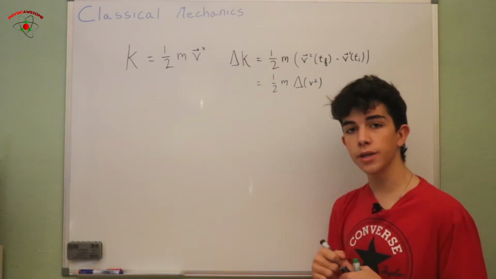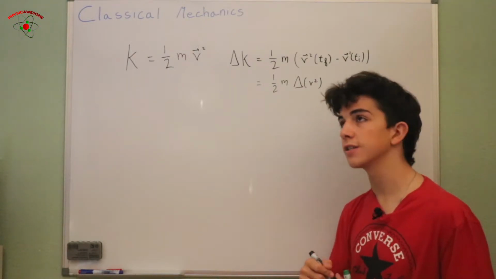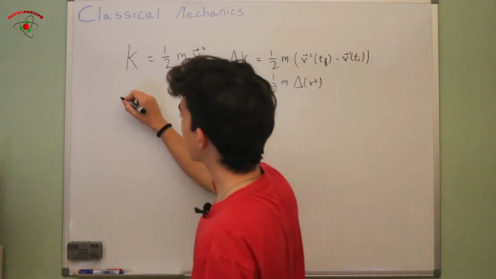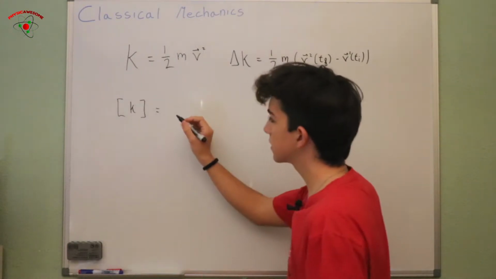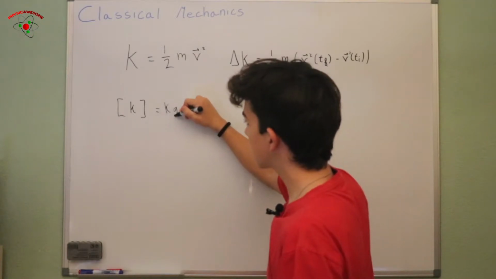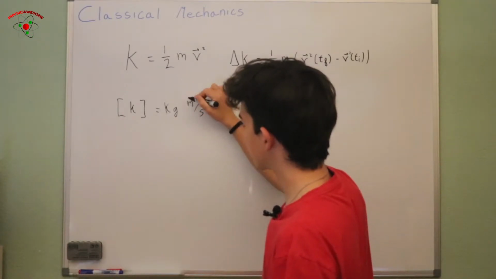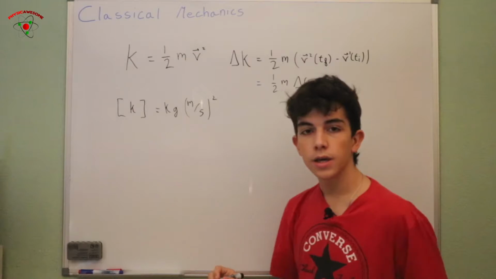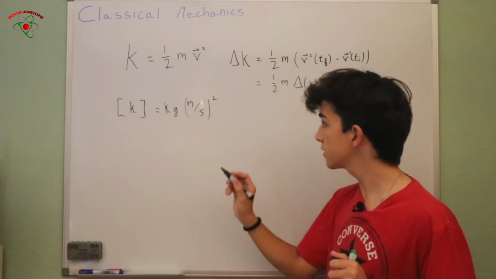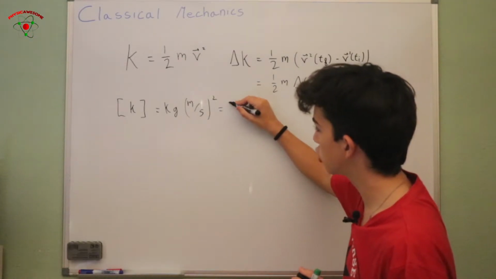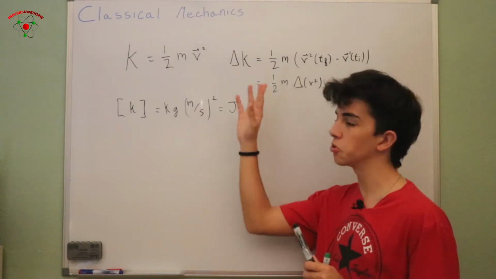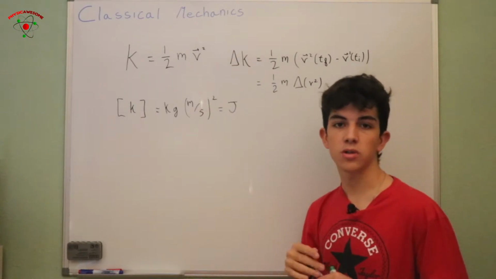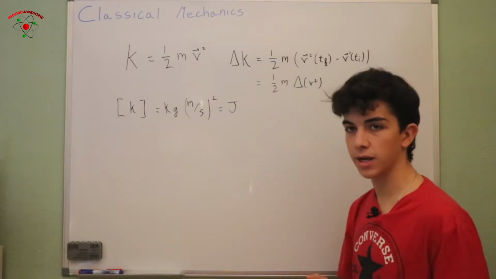Another important thing to note about kinetic energy is its units. We can see from this equation that it has units of mass, that is kilograms, times meters per second squared. In the SI units, this is also known as a joule. And these are the units that we will use most of our time in classical mechanics.